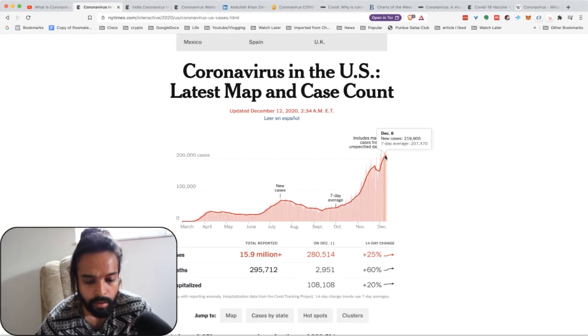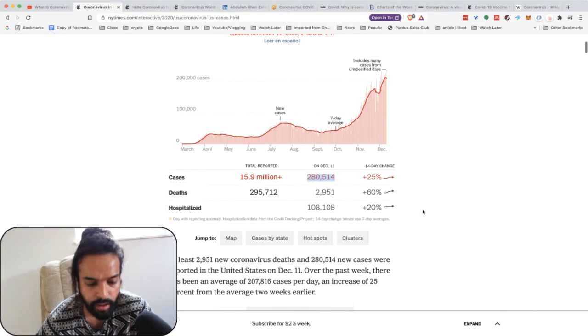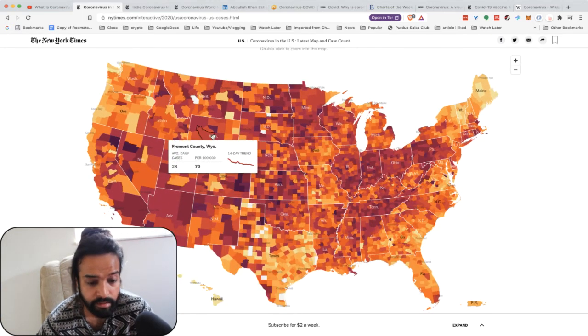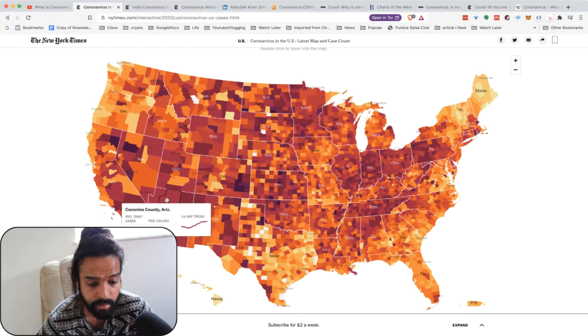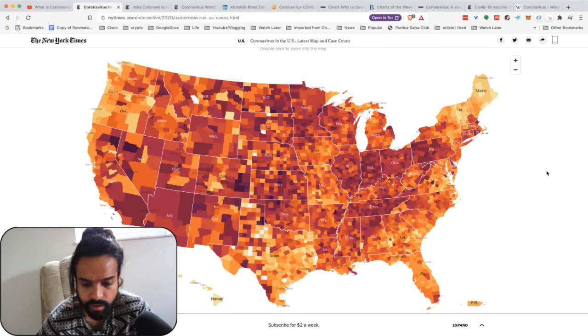lives. And yes, total reported cases is 15.9 million, more than 15 million on December 11, which is today, December 12. Yesterday alone is 280,514 cases, so 25% more cases. And then this is how the United States map looks, which is scary. It means basically the more red you see, those are the locations where coronavirus is much more serious.